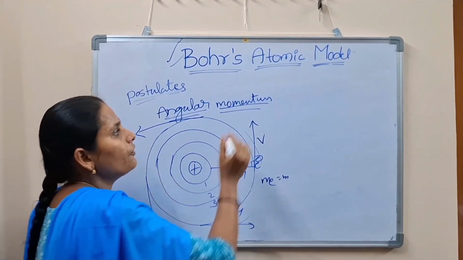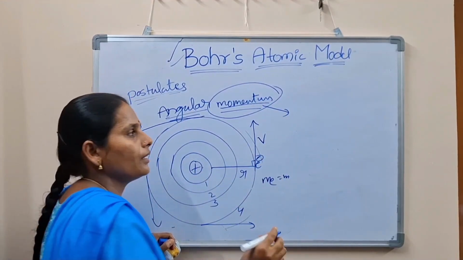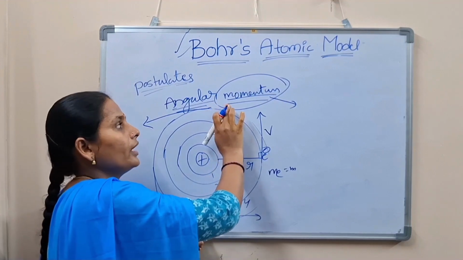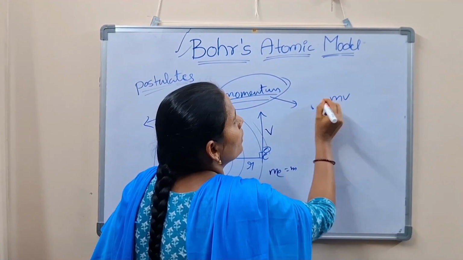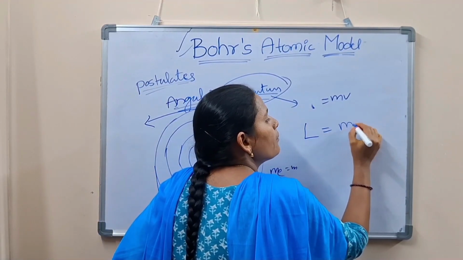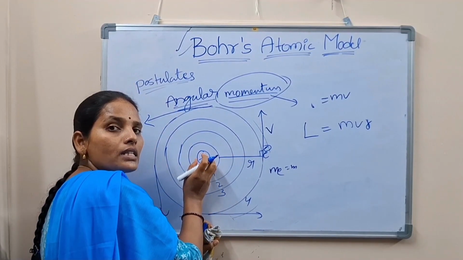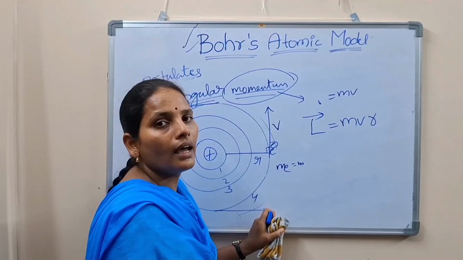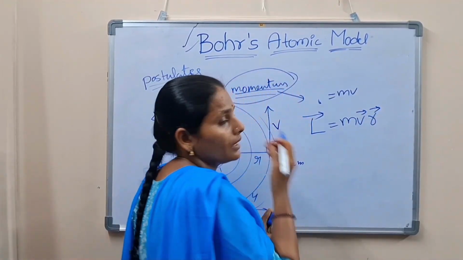Before learning angular momentum, we should recall momentum. Momentum is mv. Angular momentum is mvr, because the electron moves at some radius from the nucleus in the outermost shell. L is the angular momentum, a vector quantity. That's why we are mentioning the bars here.